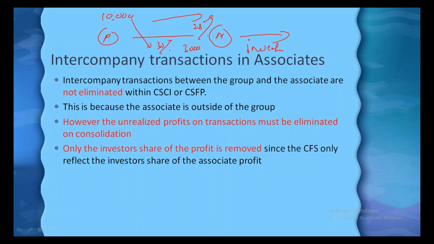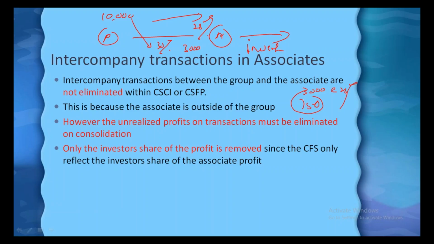So 25% of that 3,000 is what we call unrealized profit. It is only the share that we hold. Same with A selling to P. If A sells it to P, same thing, because only 25% I need to eliminate. I don't need to eliminate the entire thing, because the balance 75% is not my responsibility. I don't need to worry about that one.